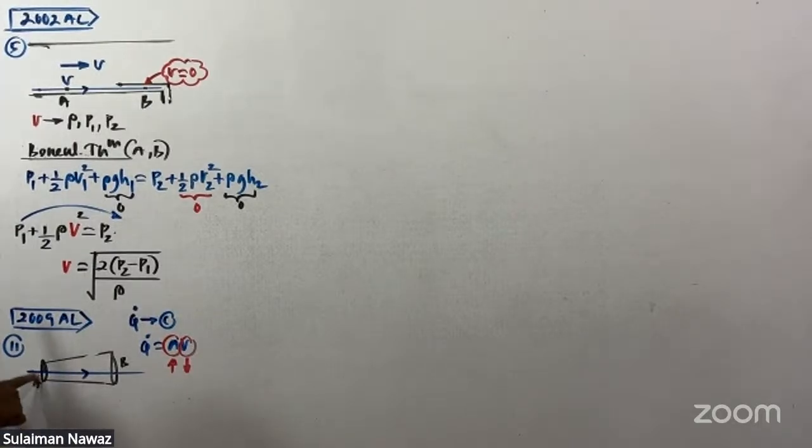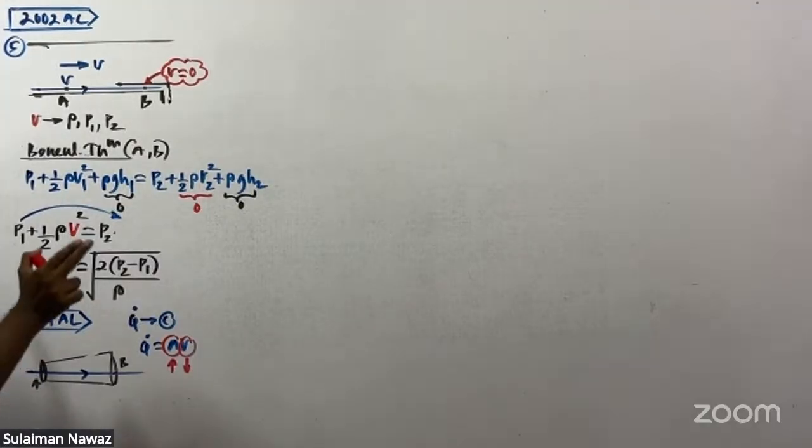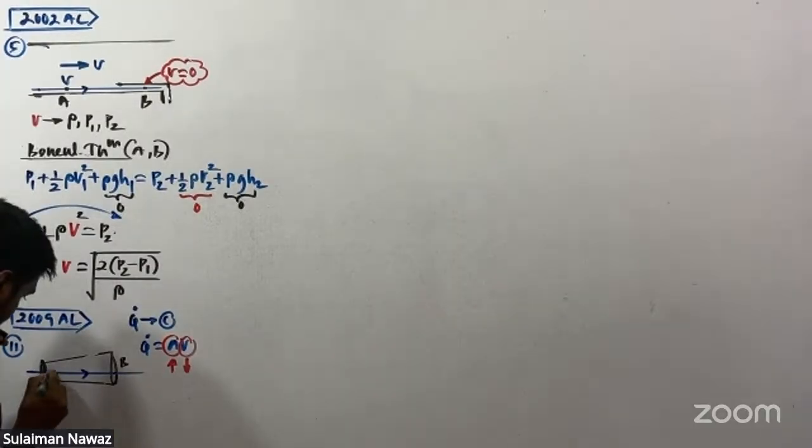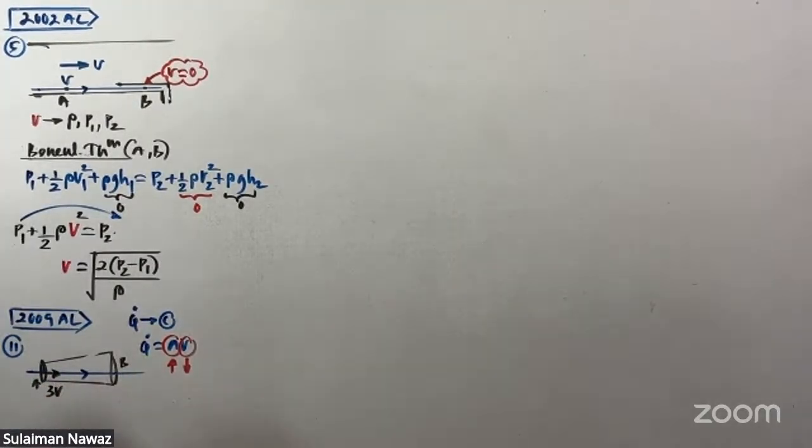Since this is the smaller cross-section, its velocity must be larger. They have given velocities as V and 3V. Then 3V belongs to point capital A. And in the question they ask for the pressure corresponding to the 3V velocity. I say the pressure corresponding to that point, let's say P1. My target is finding P1.